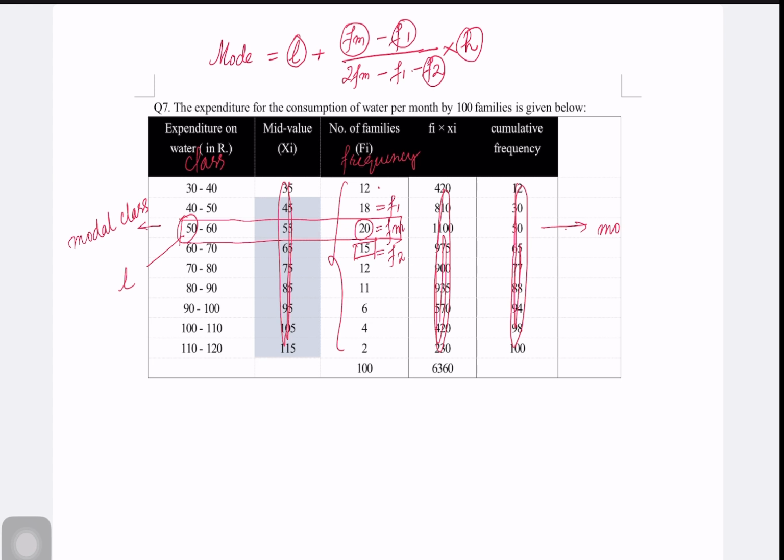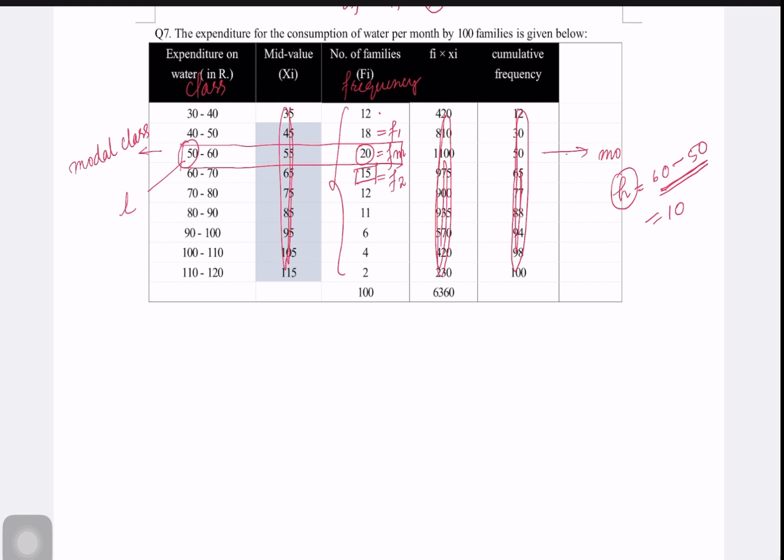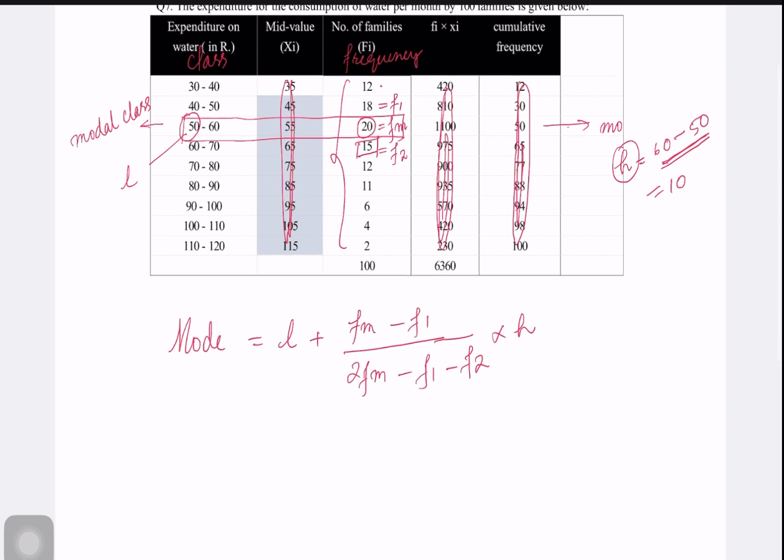Now let us try to see what is H. H is the difference between the upper class limit and the lower class limit. So H is the width of the modal class. So we will write 60 minus 50. So we have 10. We have known all the values. Now let us find out the value of mode. So mode equal to L plus Fm minus F1 divided by twice Fm minus F1 minus F2 into H. Now let us substitute all the values.